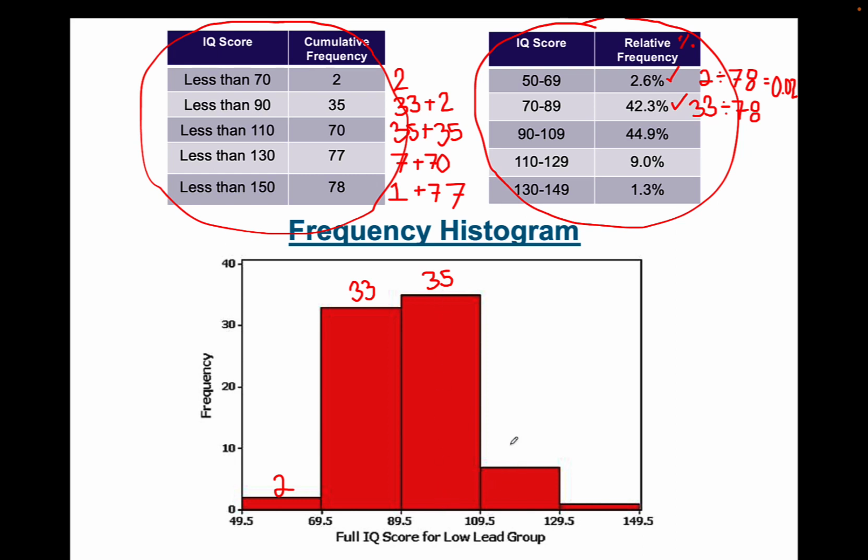Our fourth class had 7 people with IQ scores in that class range. Same width, the frequency is 7. And our shortest one had the lowest frequency of 1.